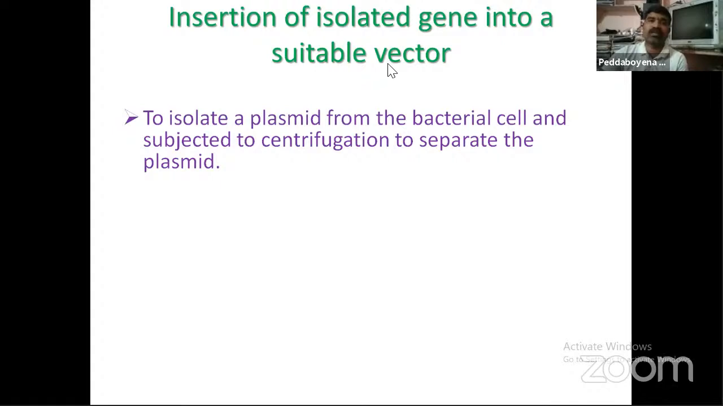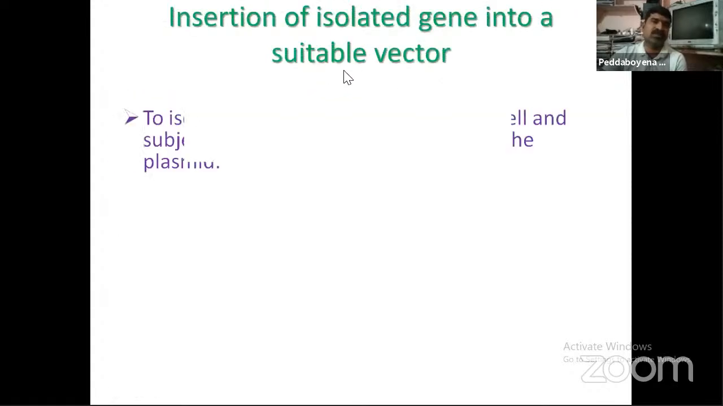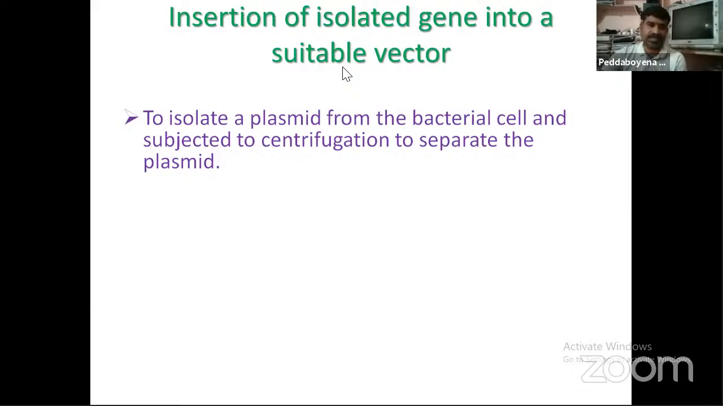Insertion of an isolated gene into a suitable vector. The isolated gene is separated by the agarose gel electrophoresis method. Then we can get the isolated gene, and then we can insert it into a suitable vector. The characteristic nature of the vector we already completed yesterday. So now, the gene is isolated by treatment with enzymes, and then we can separate it using gel electrophoresis.